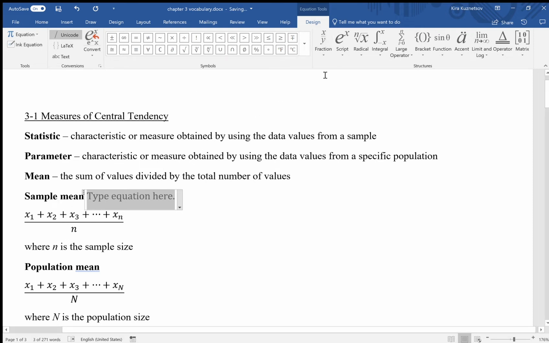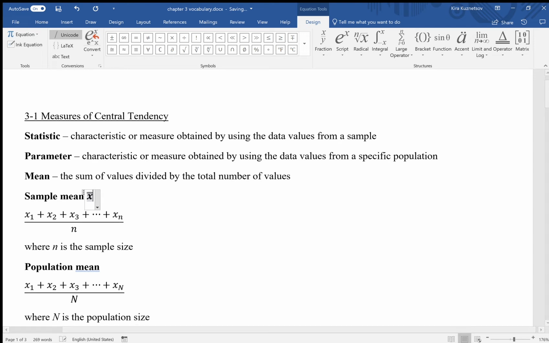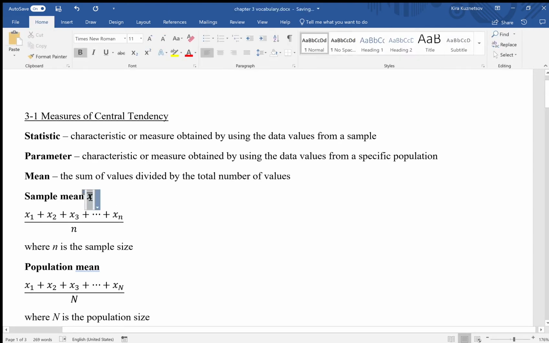A sample mean is denoted by an accent, so I'm going to push on accents, and I'm looking for a little dash. It's called a bar. If I go over with an arrow or click with my mouse and I push an X, I have the symbol for the sample mean. Notice if I click on this, this was created through equation editor. The little n is the sample size.